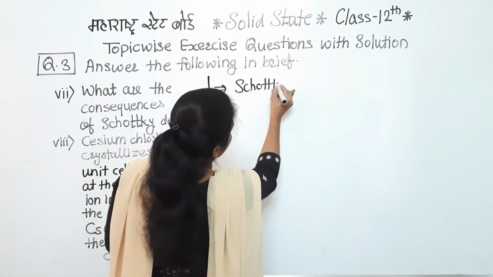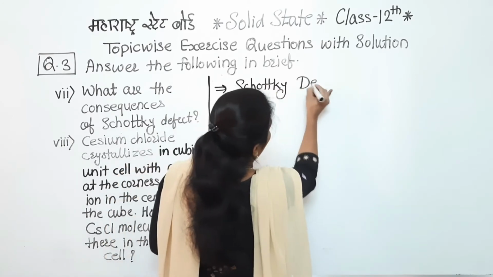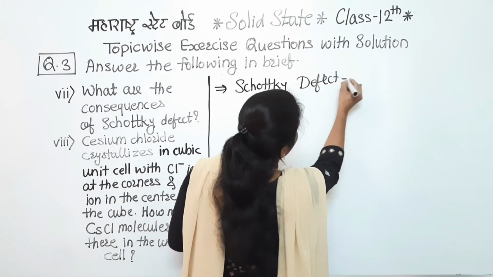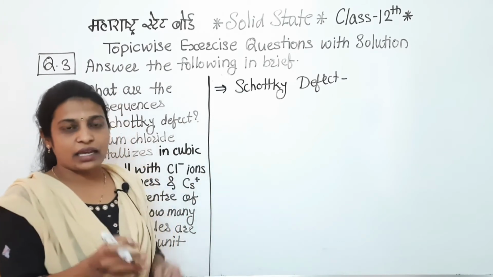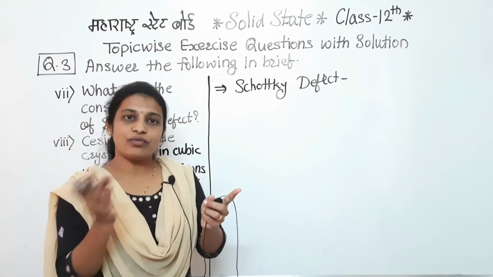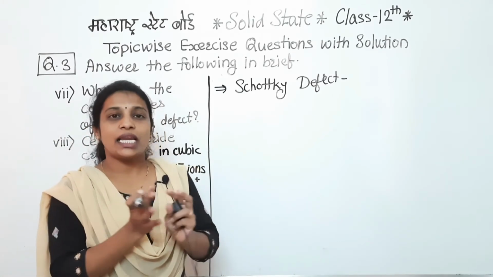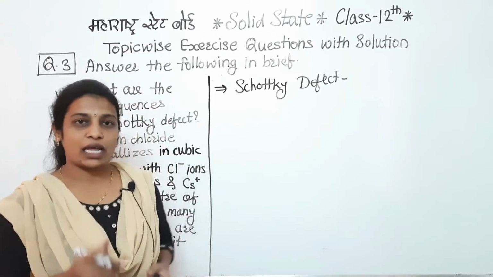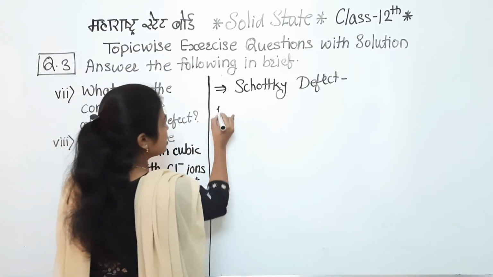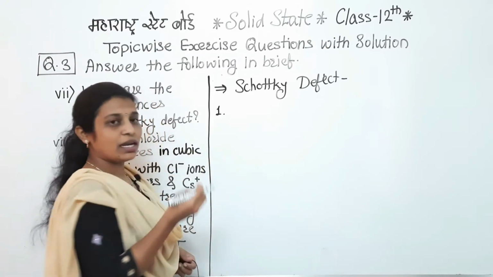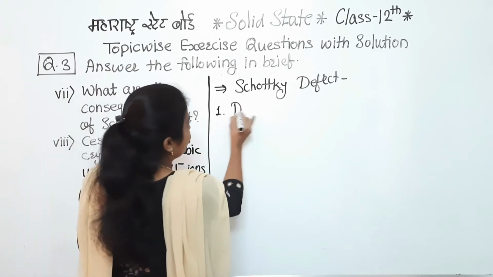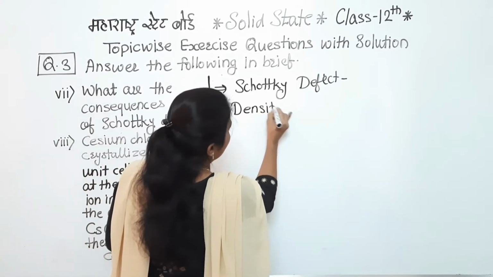Schottky defect is due to the presence of equal number of ions, means cation and anion, missing. One cation, one anion, or two cations, two anions, like that, an equal number of cations and anions will be missed. So if we consider the first consequence, it is related to the density.